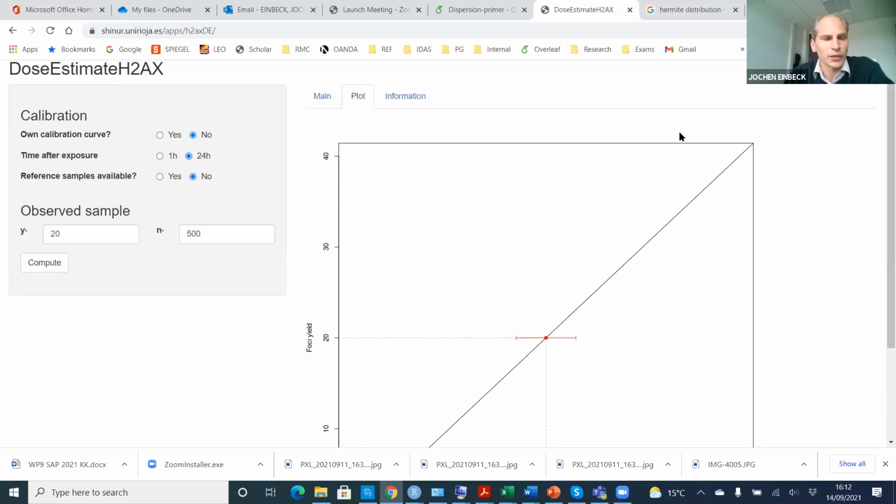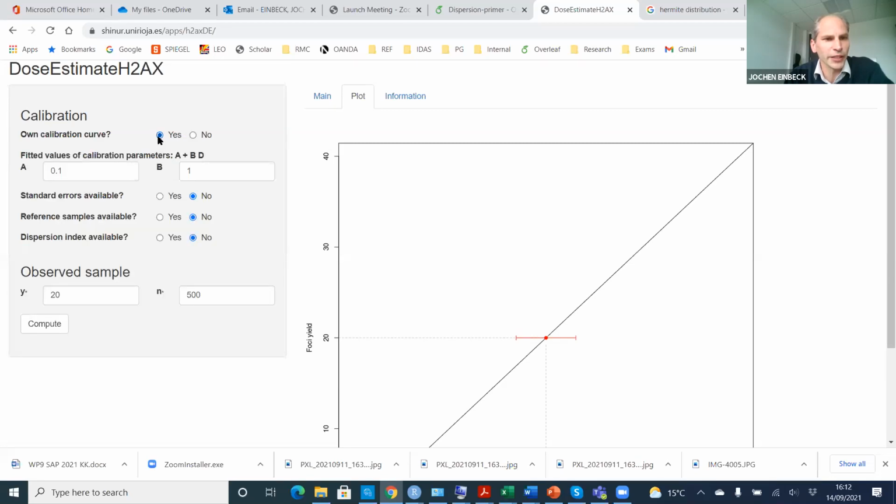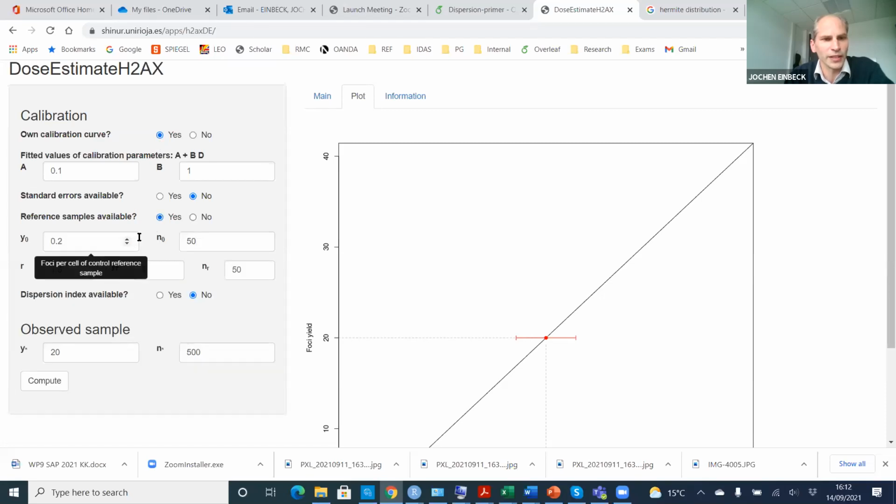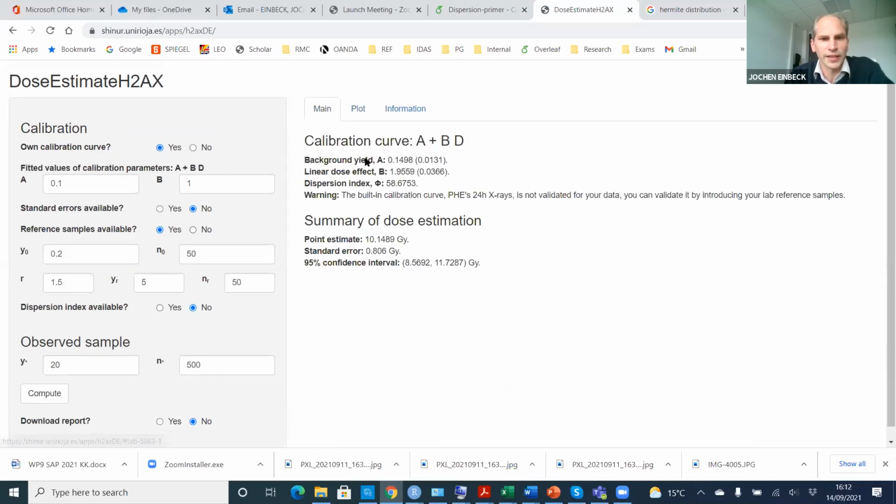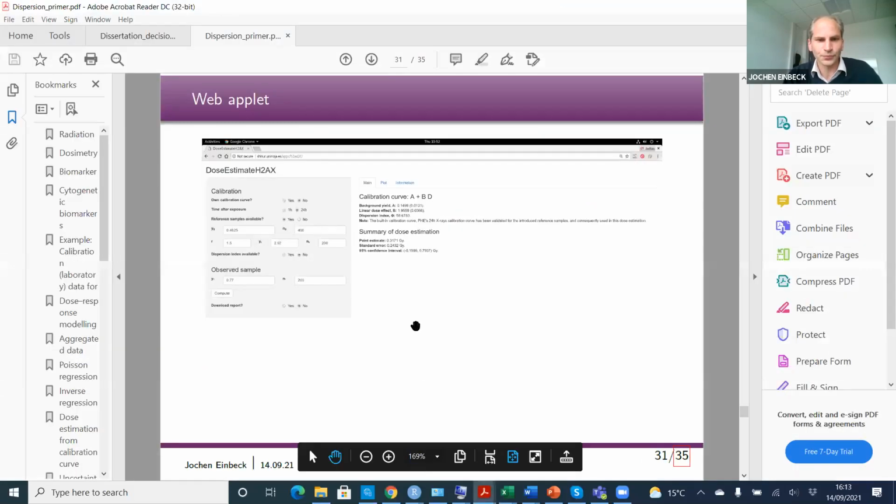So this is a little tool that we can play around with. You can play around with situations where you give your own calibration curve, or where you do have reference samples available with which you could validate your curve. For instance, in this case, we got a message that the calibration curve used here was not actually validated for the data. Right, this was a simple example.